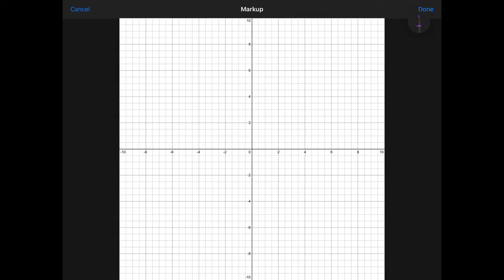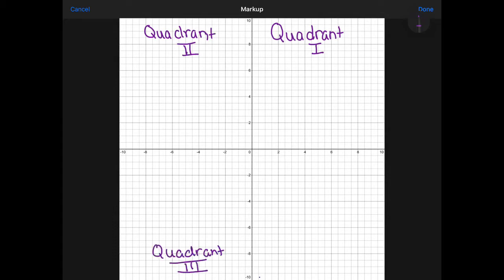So here we go. The very first thing you need to know is the quadrants. The quadrants are labeled with Roman numerals, and they're labeled in a counterclockwise fashion. We start with quadrant 1, then quadrant 2, quadrant 3, and quadrant 4. So that's our 4 quadrants.